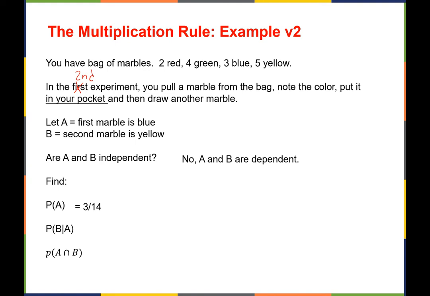So if A occurred, that means that the first marble we drew was blue. So now we have a different scenario in our bag, right? This time, after the first draw, we still have 2 red. We still have 4 green. We don't have 3 blue anymore because we drew one out. We have 2 blue ones. And we have 5 yellow for a total of 13. All right? So the probability that B occurs given this new scenario, what is that going to be? Well, it's going to be 5 chances in 13. We still have 5 yellow marbles out of a total of 13 marbles.